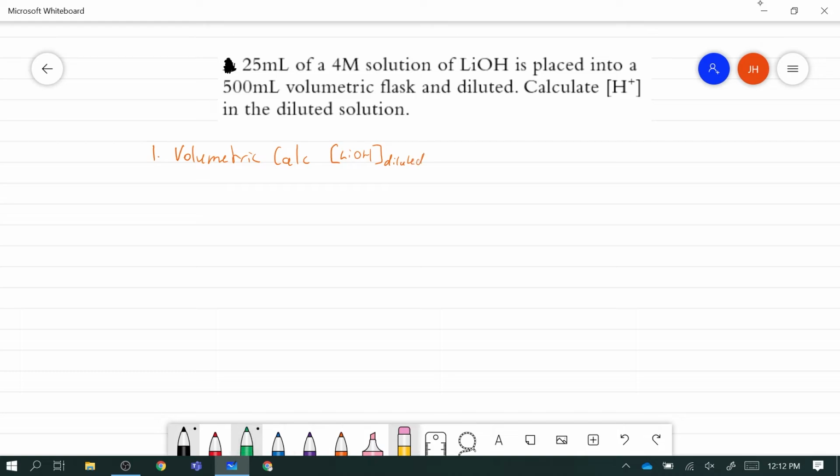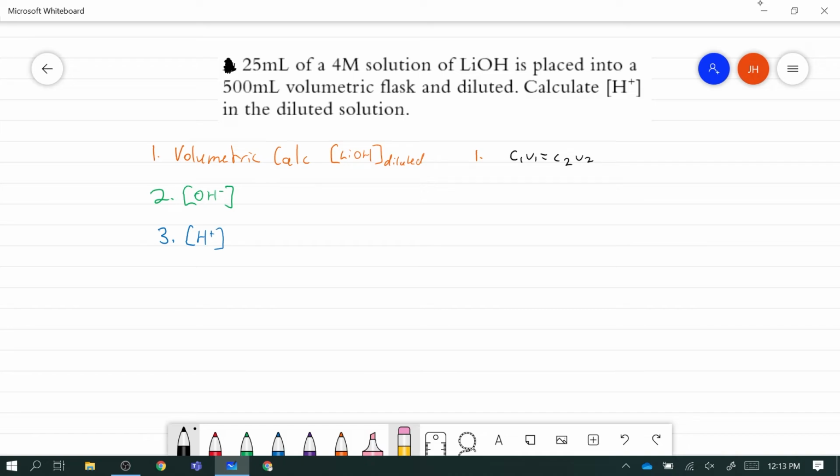Step number 2, because we're working with lithium hydroxide in particular, we should be able to quite quickly calculate the hydroxide ion concentration, ensuring that we take into account our ratios in our formula. And then step number 3, we just need to take that hydroxide value and convert that to a concentration of hydrogen ions. So let's run through our 3 steps. Step number 1 is our volumetric calculation. Similar to the reasoning that we used before, C1V1 is equal to C2V2.